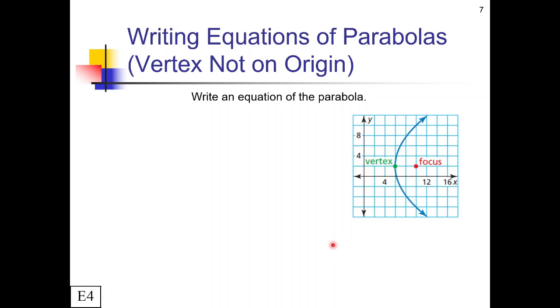We're going to do one more example, writing an equation of a parabola. This time around, the big change is that the vertex, which they didn't spell out, but you can see it here, the vertex is not on the origin. So that's a little bit of a game changer, but I think you can still adjust and focus using the formula you have. So pause the video and give it a shot.